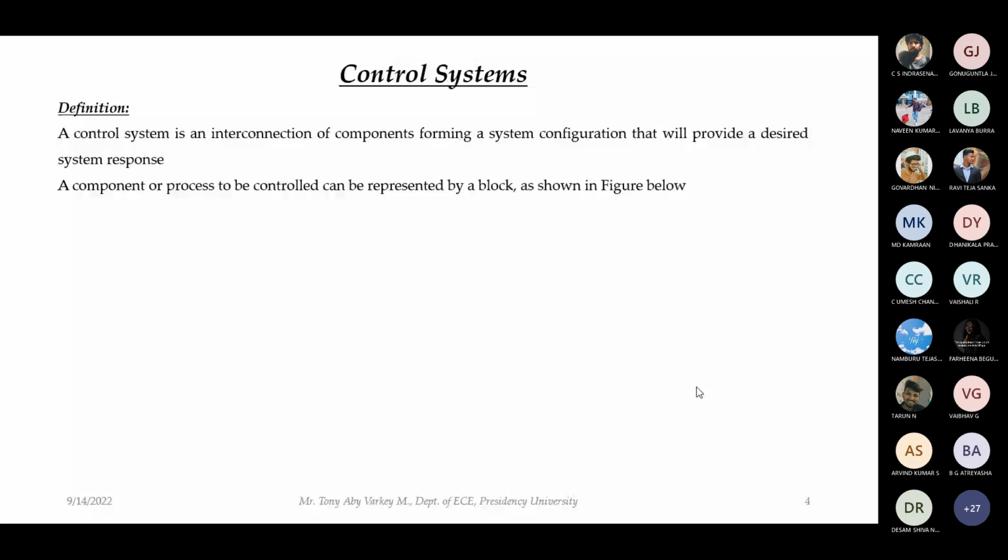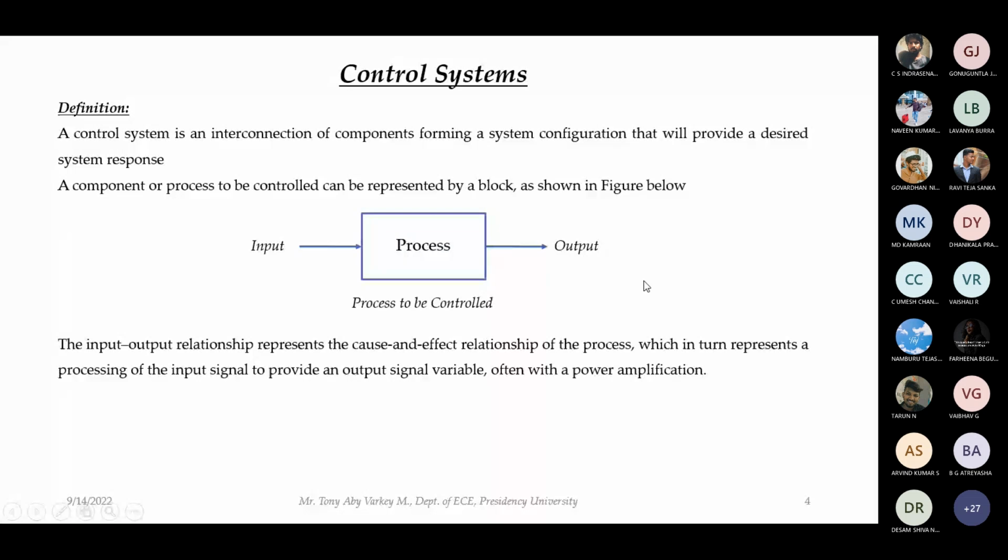Okay. So this is the process. This is the input and this is the output. So the process to be controlled provides an output signal. This input-output relationship is what is actually known as the transfer function. We will come to that later on.